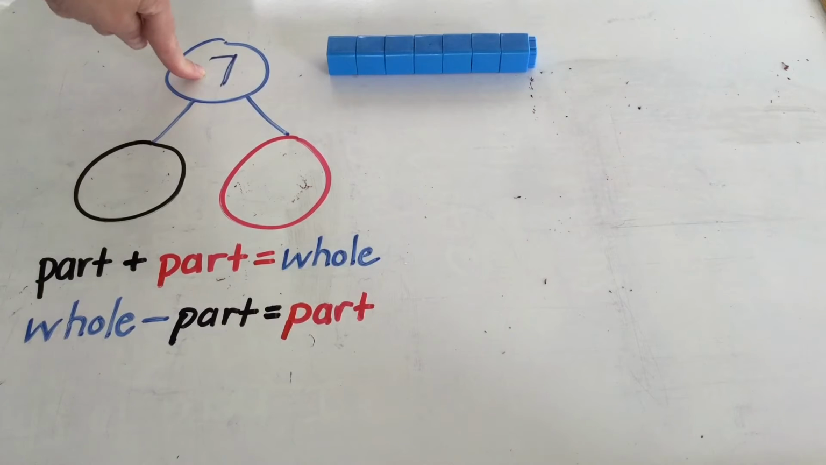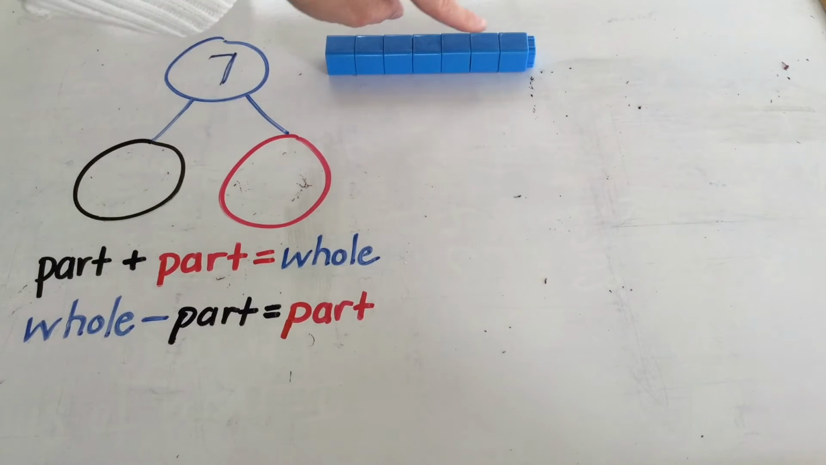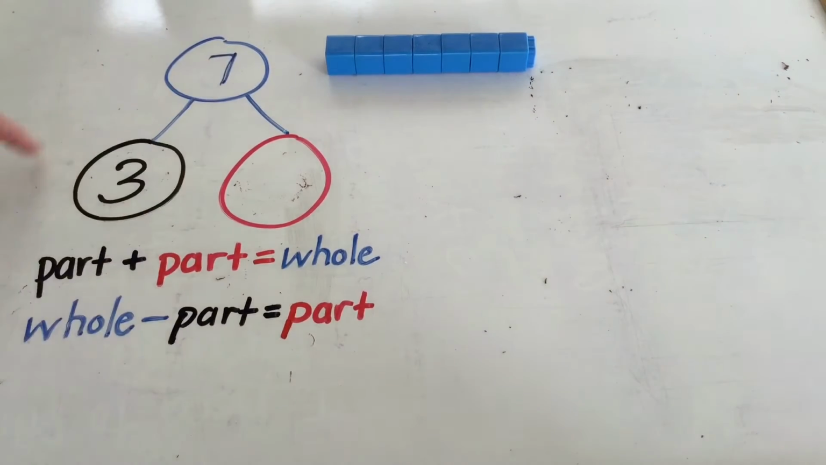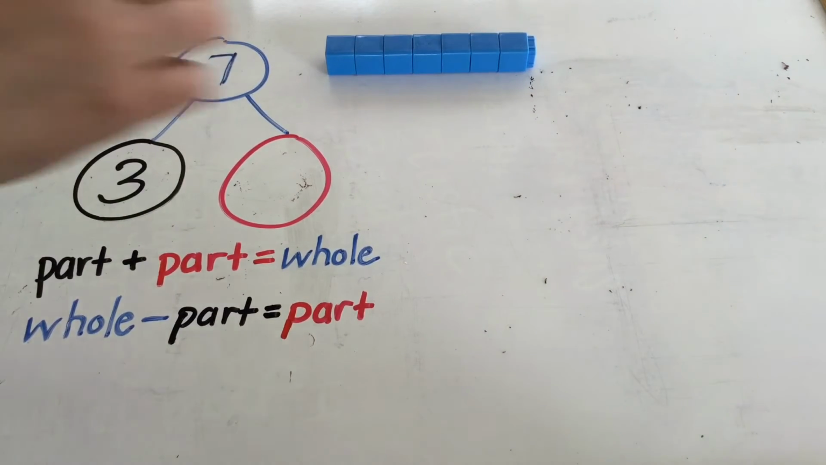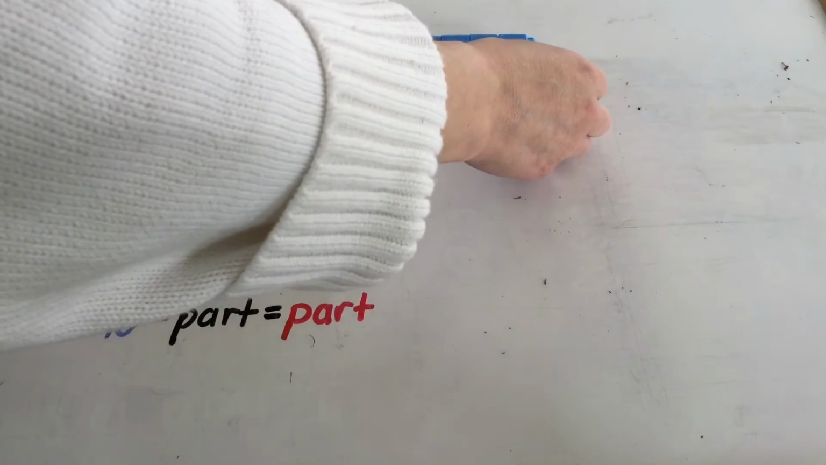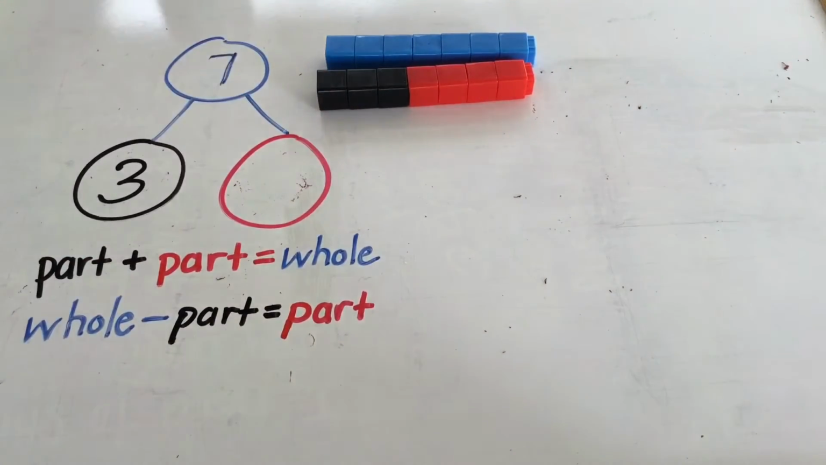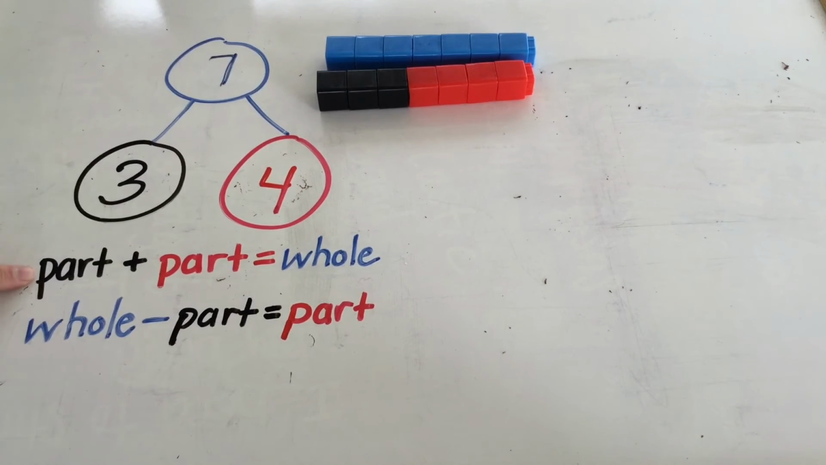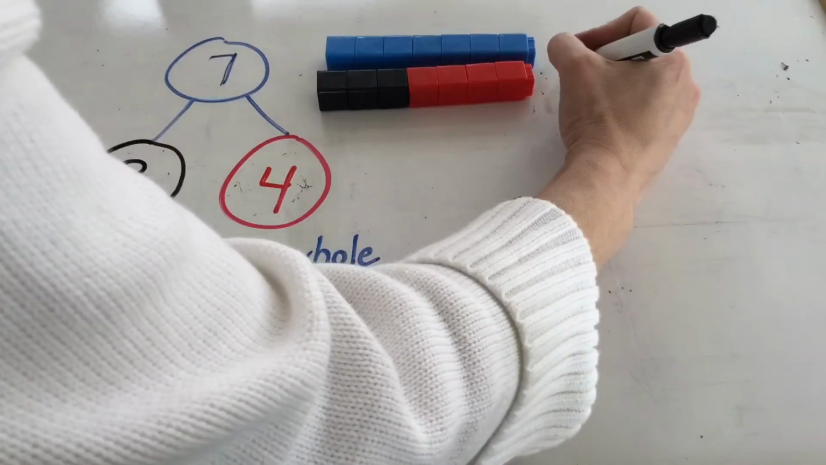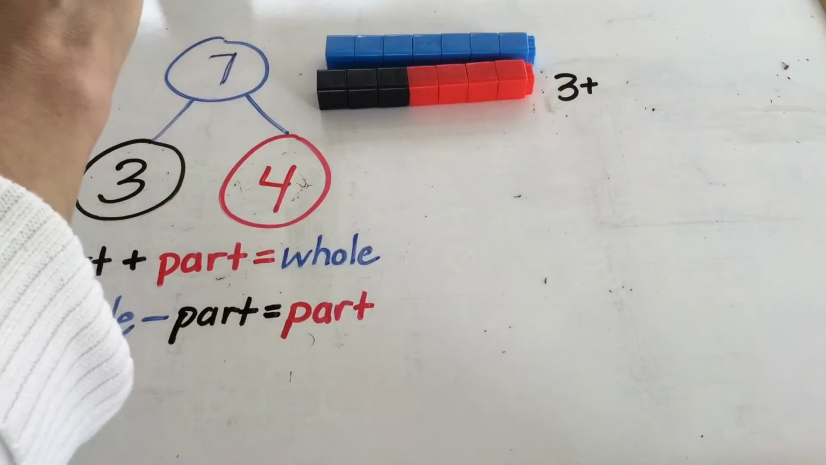But let's look at a new number. Let's look at the number 7. 7 is my whole, as you see here in blue. I'm going to find a part that makes up 7. I'll start with 3. I have to count on to find the other part that makes 7. It's 4. So using my number bond, part plus part equals whole, or 3 plus 4 equals 7. So I write my addition sentence.